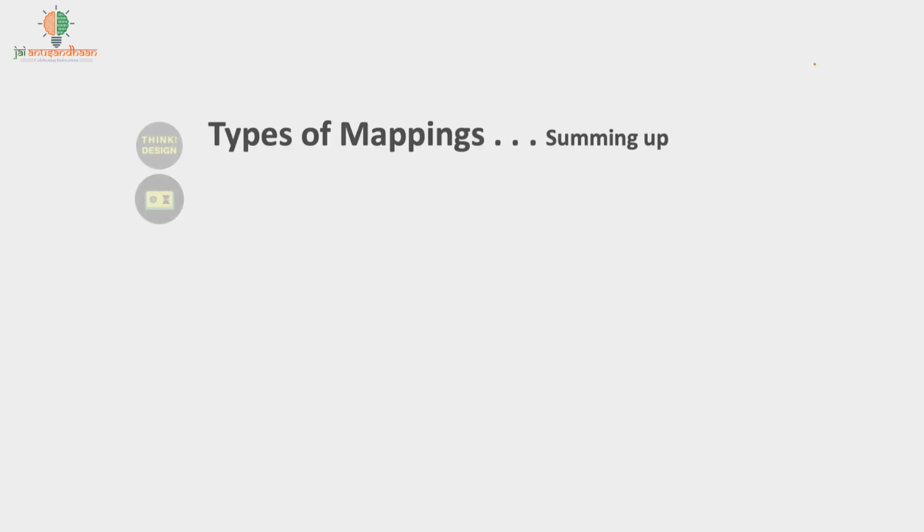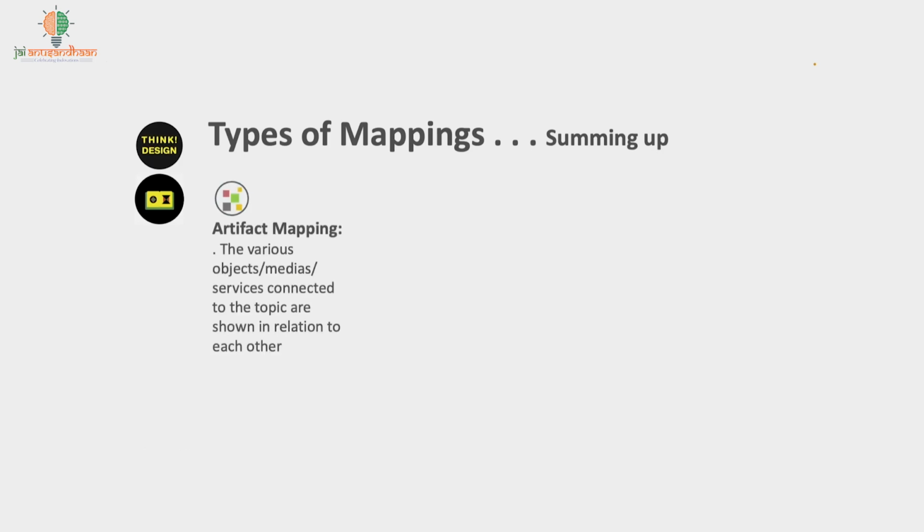Hence, it's shown. Okay, so let's sum up. We did 3 types of mappings, and again I repeat it: you need to do just one of them. The others are for reference. It's always good to know what you can do, and if you feel like it, you can do all 3 of them. So first is the artifact mapping, where you can represent either objects or media or services connected with your topic in relation to each other in a given space.